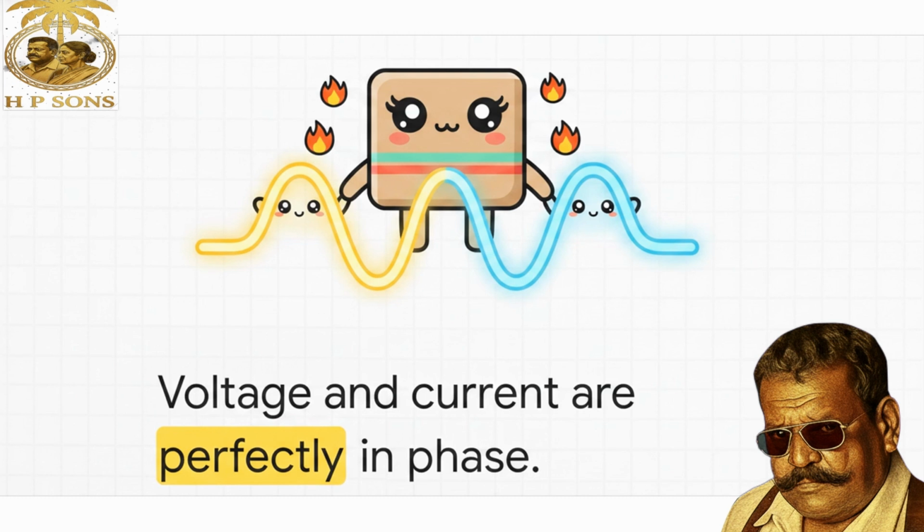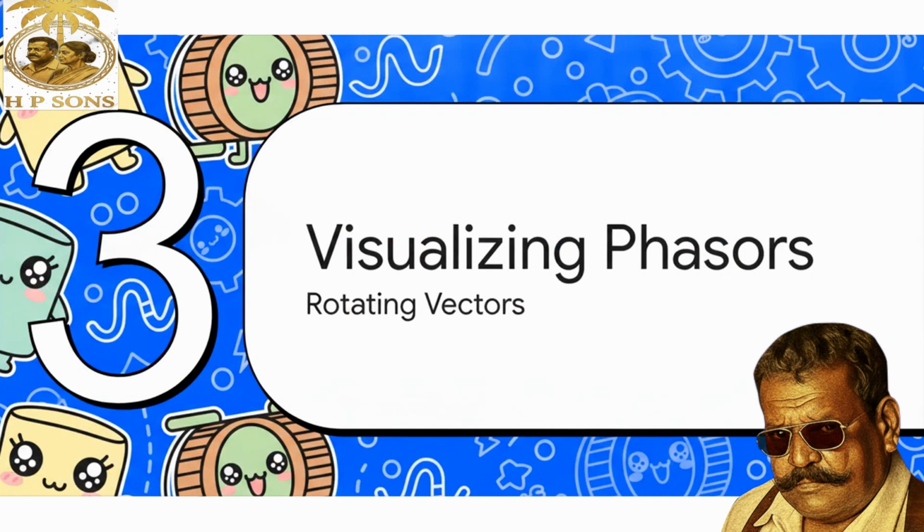And just like in a DC circuit, as this alternating current passes through, the resistor steadily dissipates electrical energy as Joule heating. It consumes power directly proportional to the square of the RMS current. No surprises there. That brings us to section 3, visualizing with phasors. Because not every component is as perfectly well-behaved as a resistor.